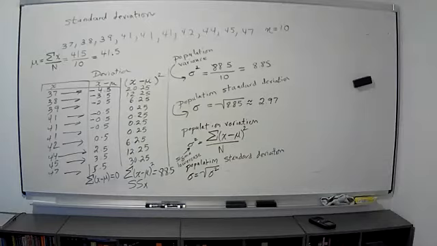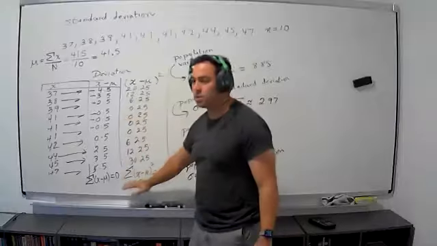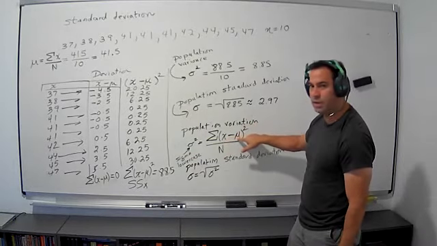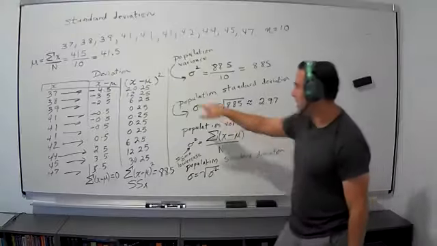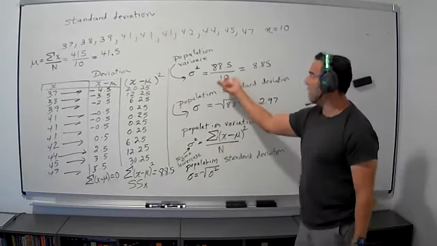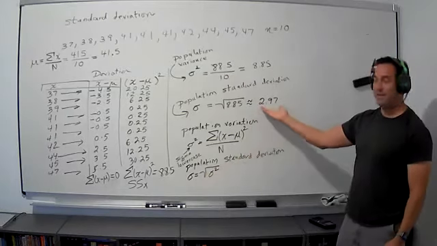Is there a question? Which part? I don't know where to start. The population variance? But did you understand all this? Yeah. So all this says here, let's break it down. You take x minus mu. Isn't that this here? You square it. Isn't that here? You add it all up. Isn't that here? You divide it by the total amount of numbers. Isn't that here? And then that's your variance. And if you square root it, you get this guy.